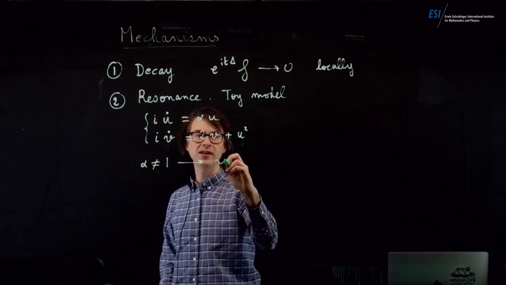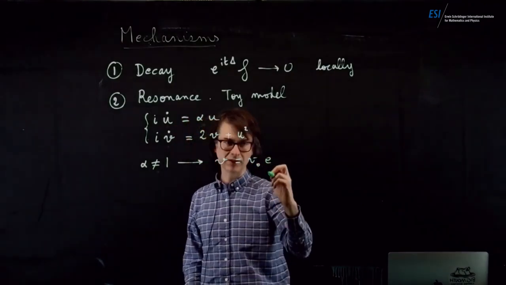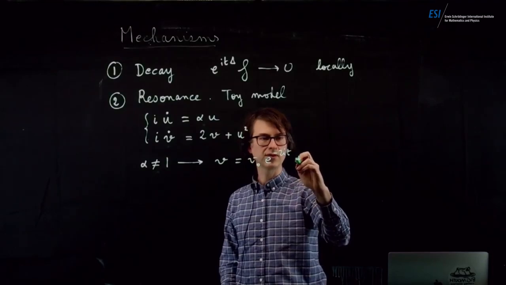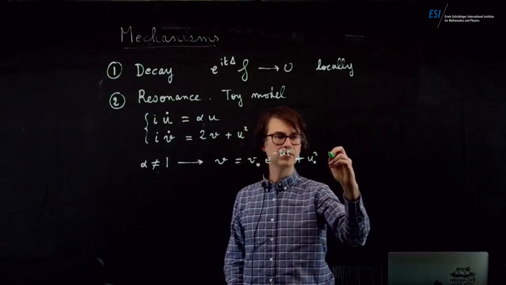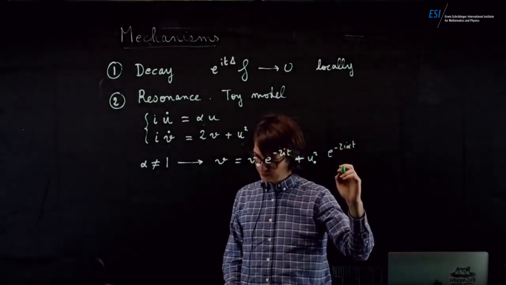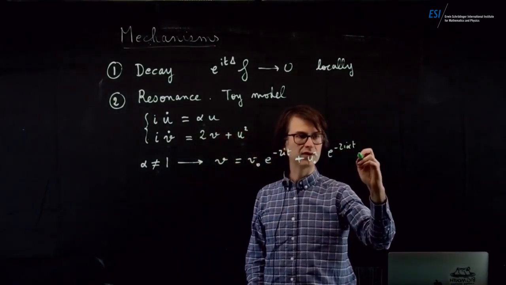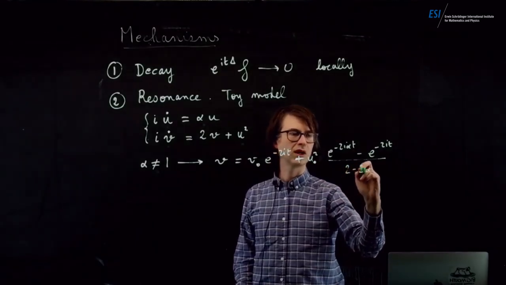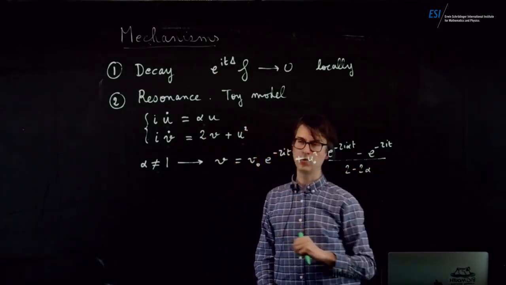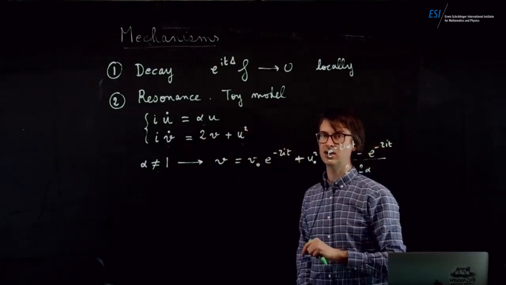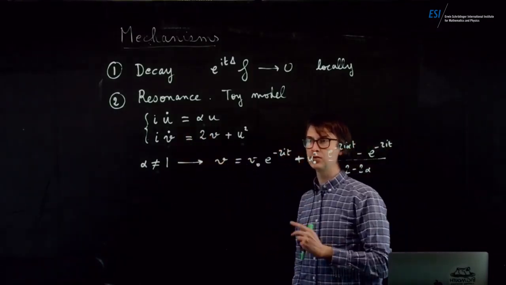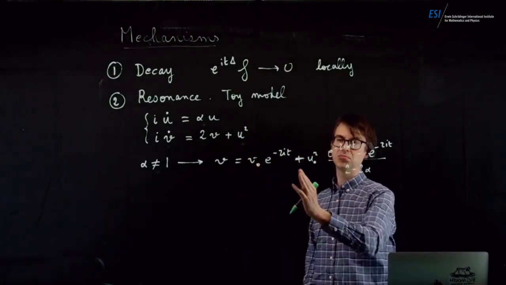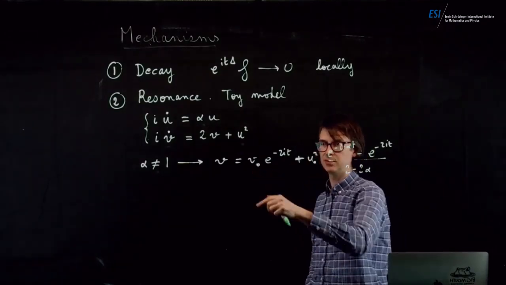the following formula, V equals V naught e to the minus 2it plus u naught squared, or minus u naught squared, times e to the minus 2i alpha t minus e to the minus 2it, divided by 2 minus 2 alpha. Okay, and there is a formula for u which is even simpler, and v naught and u naught are the initial data for u and v. So you see, if alpha is not 1, then this just keeps on oscillating at certain frequencies and with amplitudes that depend on the data.